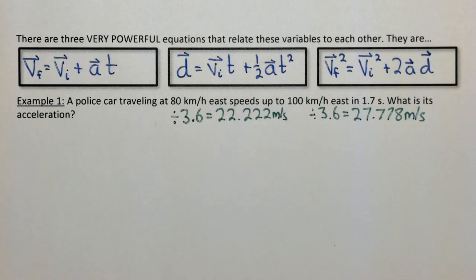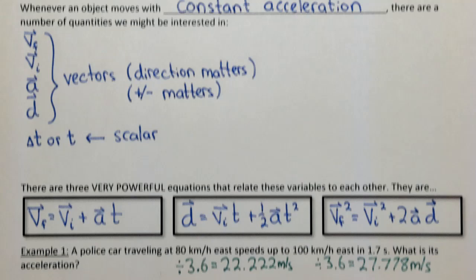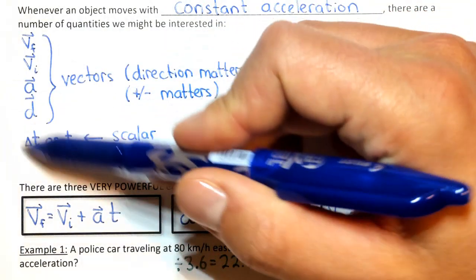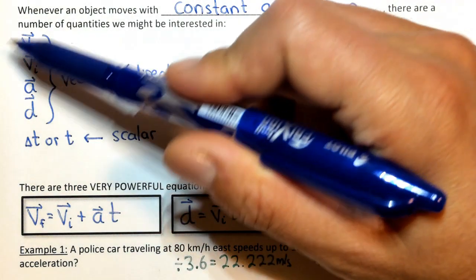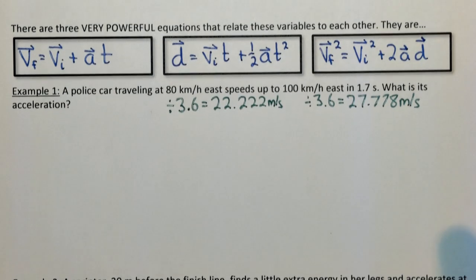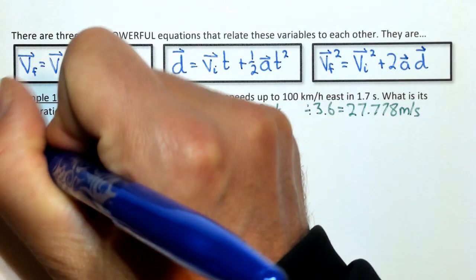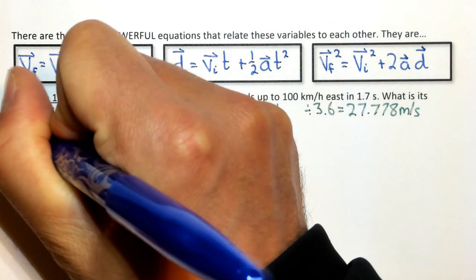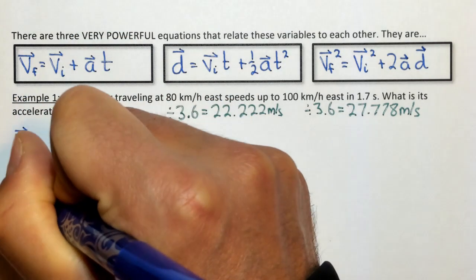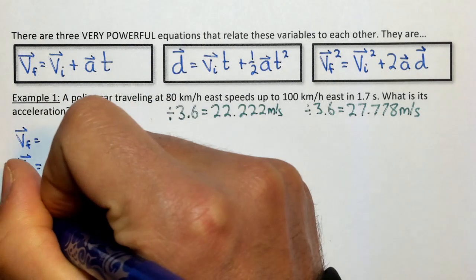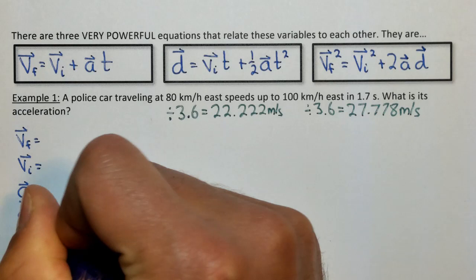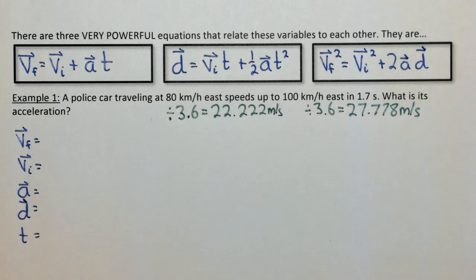And the way I like to start all these problems is by writing down all of these quantities here. Filling in what I know, identifying what I don't, and that helps me coordinate a plan of attack. So, VF, VI, A, D, and T.